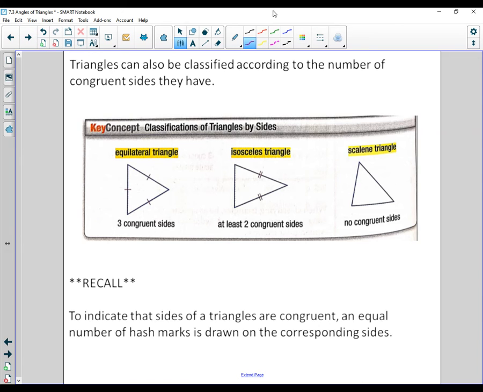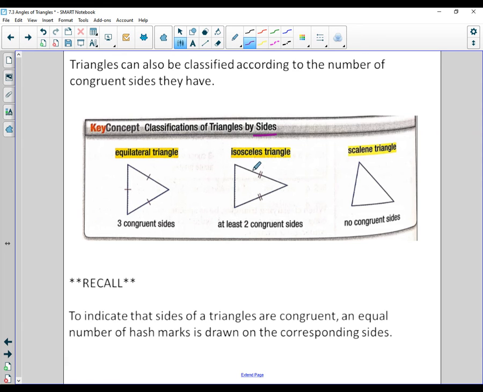So triangles can also be classified according to the number of congruent sides they have. So this time we're doing it by their sides instead of their angles. An equilateral triangle has 3 congruent sides, so that means all the sides are the same length. Now equilateral and equiangular are the same thing, right? If they all have the same side, they're all going to have the same angle, but it just depends on what you're talking about.